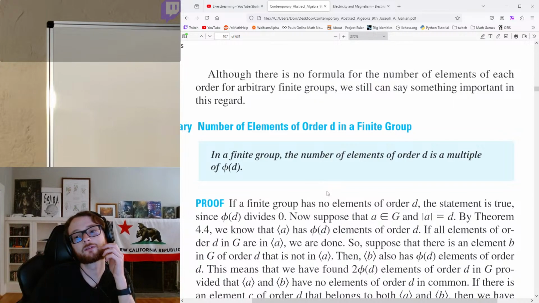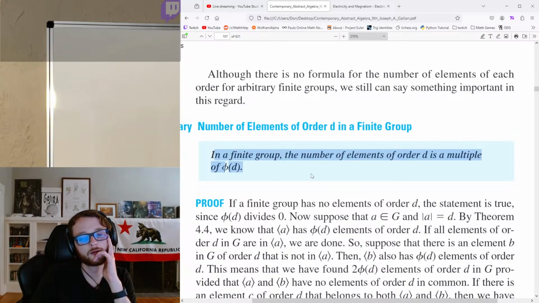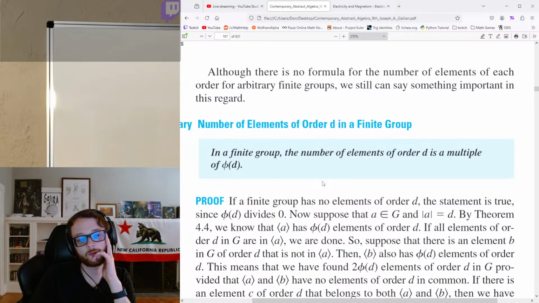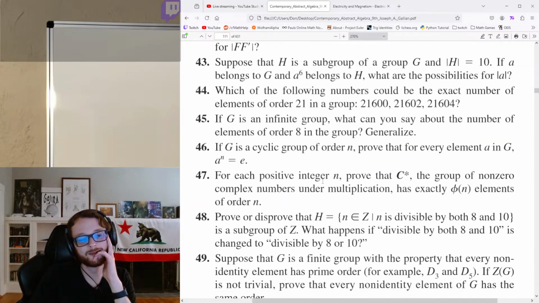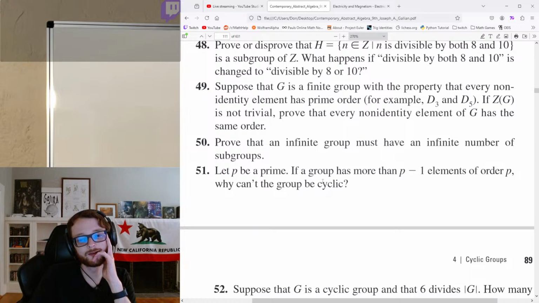Well, actually, what I said isn't even true because we don't know that it's cyclic. It could be a multiple of p. Actually, well, I wasn't. Wait, what? I need to see the question again. More than p minus 1 elements of order p, why can't the group be cyclic? Actually, do I have the answer?